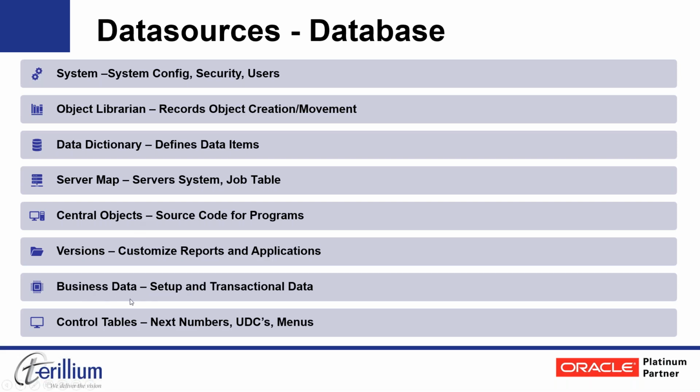And then we know about business data. This is your transactional data, such as a sales order or inventory item, but it's also the setup: how many business units, how many companies you have, what your chart of accounts is. Then control tables are the next numbers for your business data, UDCs or user-defined codes, and the menus are stored there too. The business data and control tables are closely related, just like your central objects and versions are very closely related.